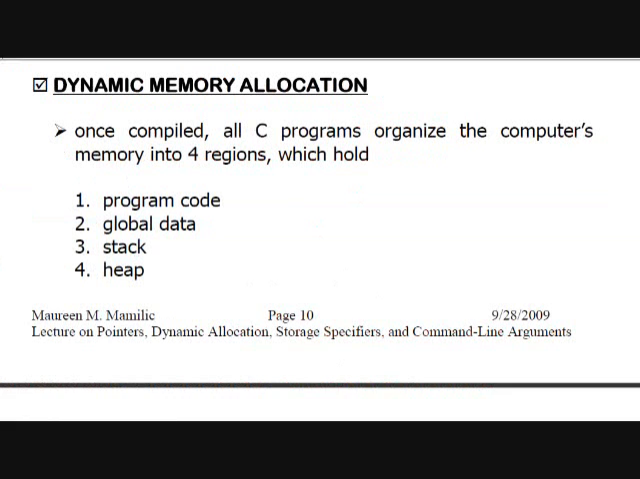So let's go back to dynamic memory allocation. So once compiled, all C programs organize the computer's memory into 4 regions, which hold the program code, the global data, the stack, and the heap. So all the code in your program, including the functions that you have created, will be stored in the program code. And all the permanent data, which includes global variables, will be stored in global data. And the temporary variables like the local variables and the function parameters are stored in the stack.